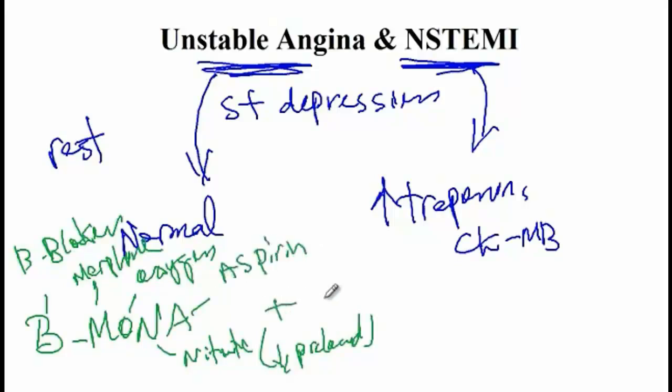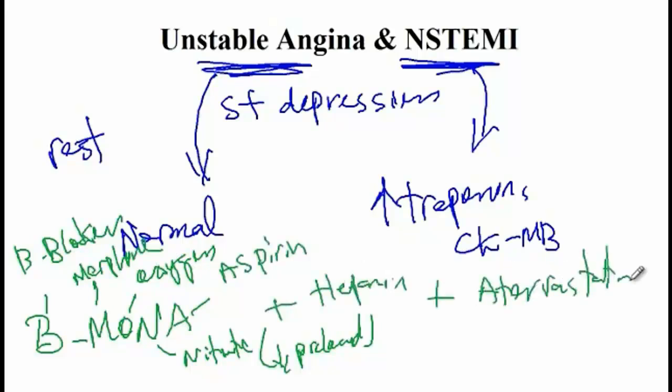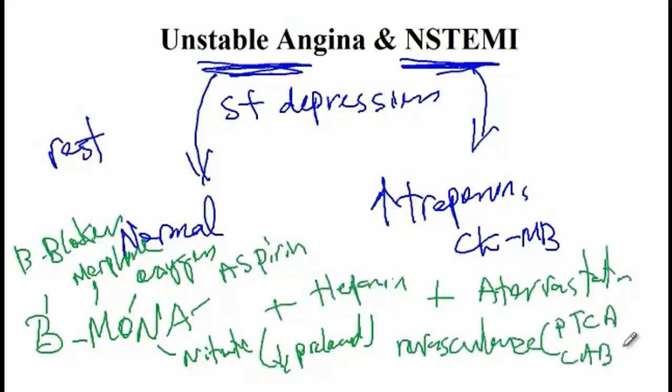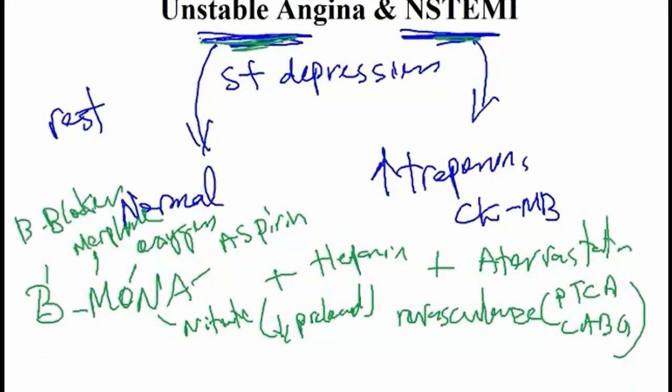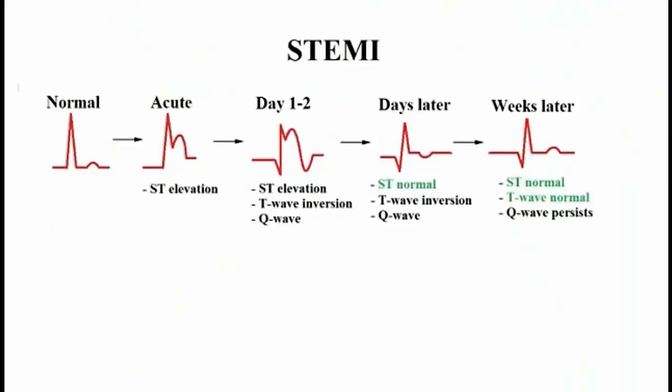Other medications that you should provide them include heparin, atorvastatin, and then you will have to revascularize these patients with either PTCA or CABG. So just keep in mind that in patients with unstable angina or NSTEMI, you do not use the thrombolytic medications. The next condition is STEMI, or ST elevation myocardial infarction.